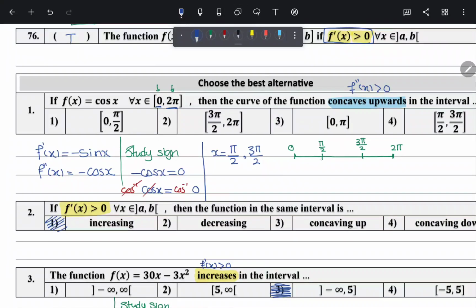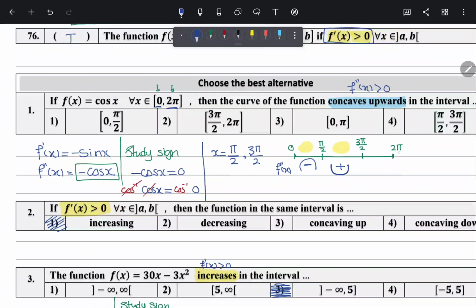First of all, let's choose something less than 90. Any angle less than 90, 45 for example. If you put it here, cosine 45 is root 2 over 2. Positive times negative is negative. So this one is negative. Negative means this is the second derivative, so this place is sad. Now let's choose something between 90 and 270, which is 180 for example, pi. Cosine pi is negative 1. With the negative, it becomes positive. Positive means this place is happy, so it concaves upwards.